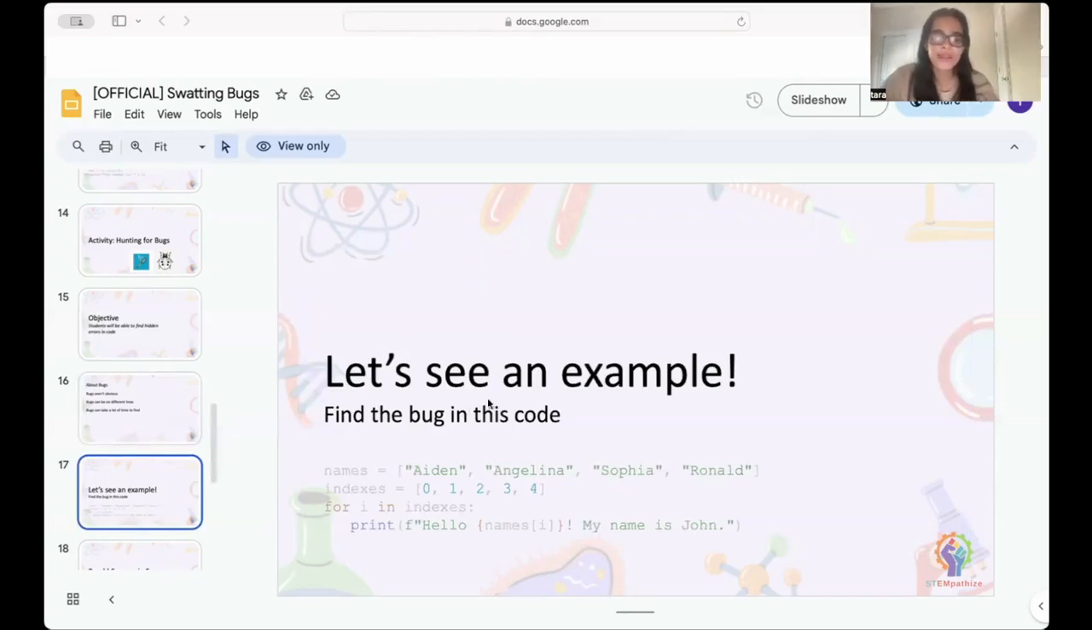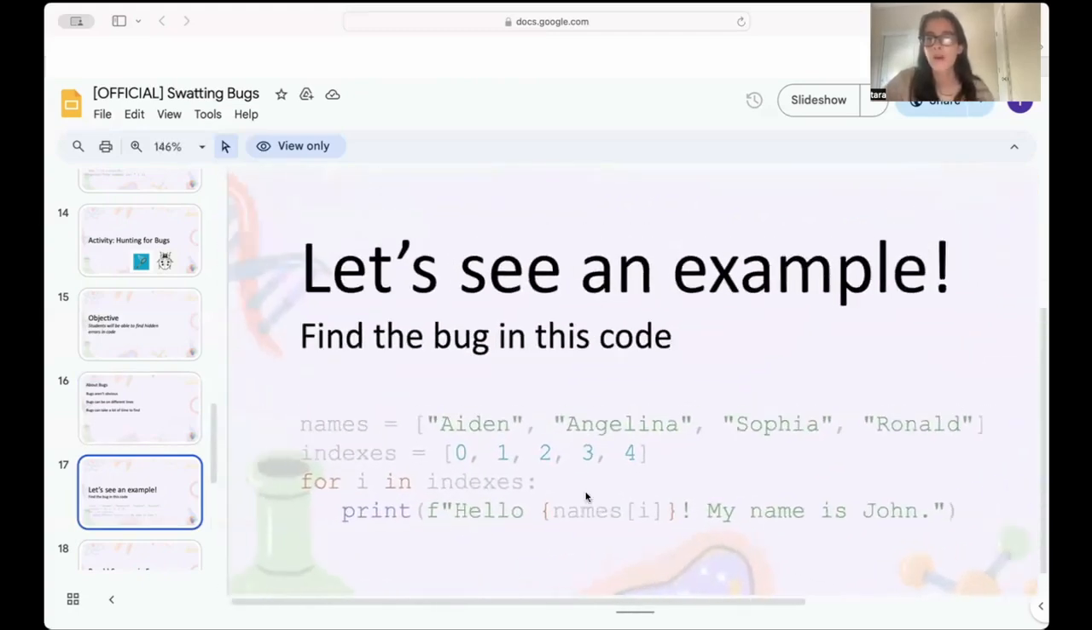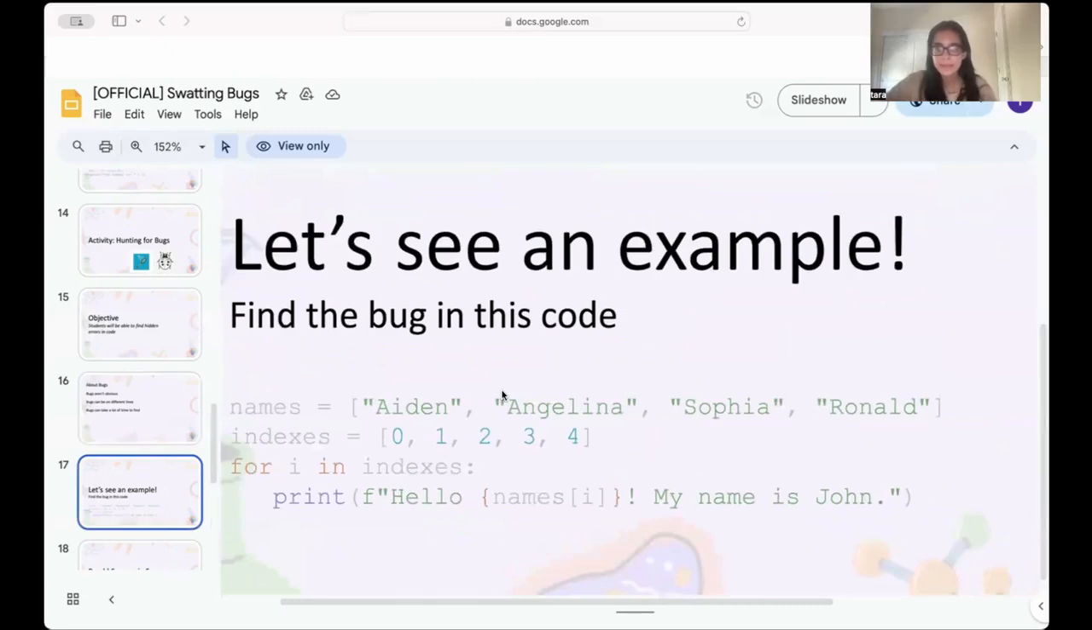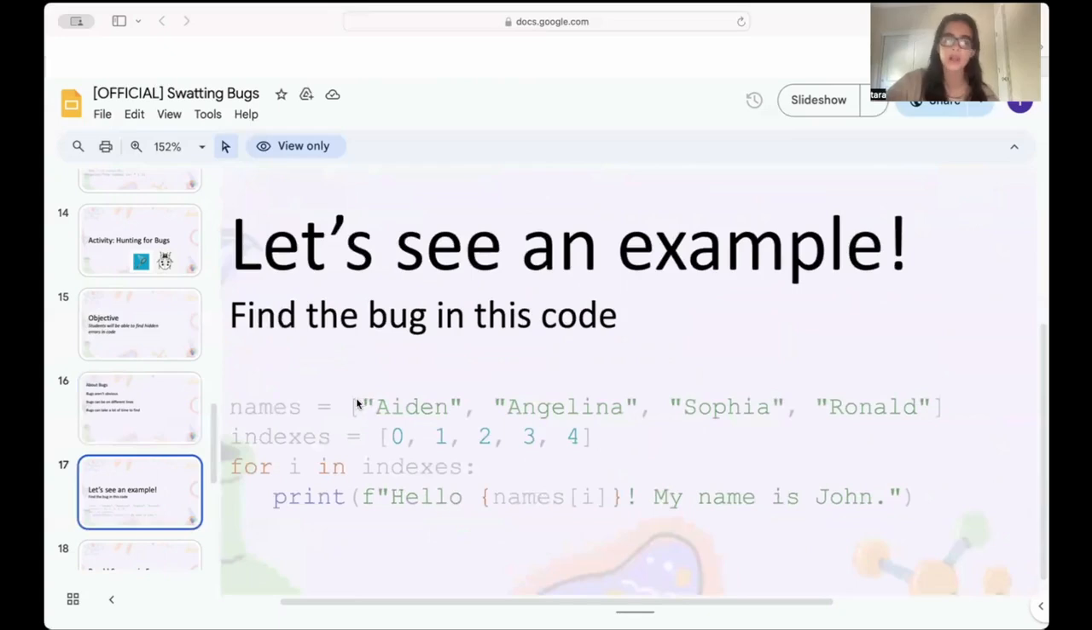Okay, so we're going to see an example now. We're going to find the bug in this code. I'm going to zoom in for you because I know it is a bit small and we want to be able to see our code. Let's read it line by line together. names equals Aiden, Angelina, Sophie, Ronald. Everything looks good. There are no odd colors, which is often an indicator we've made a name error. Names is spelled correctly. Everything in the list is properly quoted. So this first line is looking good. You can put a little visible check.